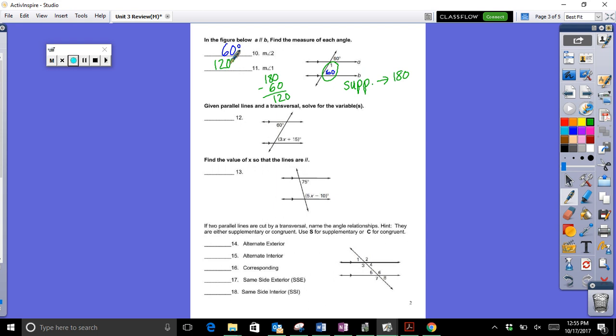Then on number 12, it shows parallel lines with a transversal, and we know that this angle is 60. We also know that this other angle right there is 60. So in order to solve for x, we set those equal. We would do 3x plus 15 equals 60 and solve from there. Minus 15, so 3x would equal 45. Our last step is to divide by 3, so x would equal 15.